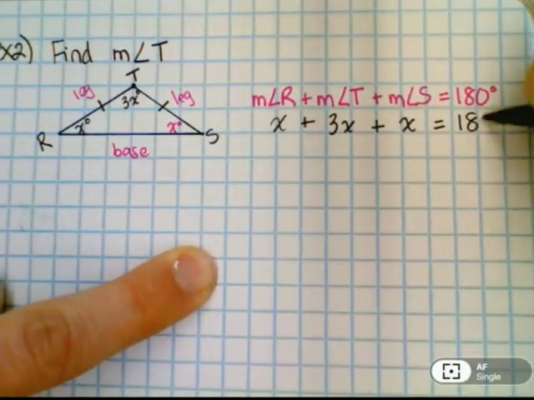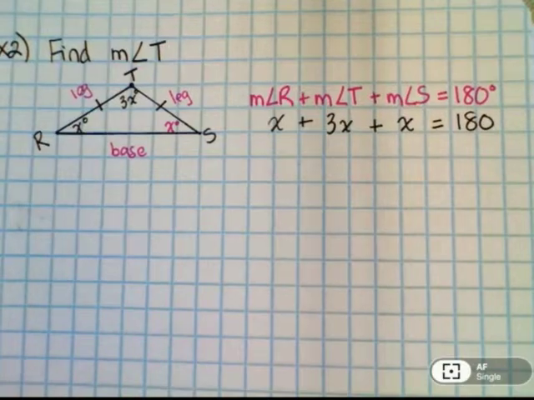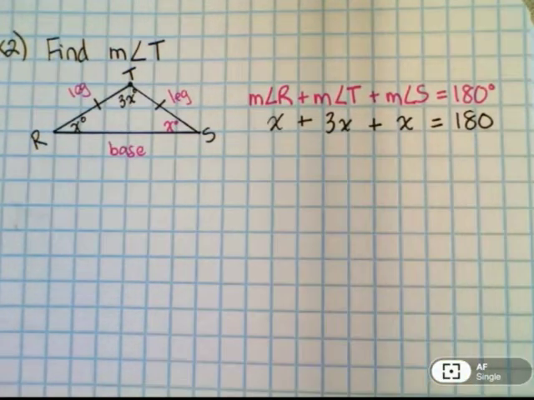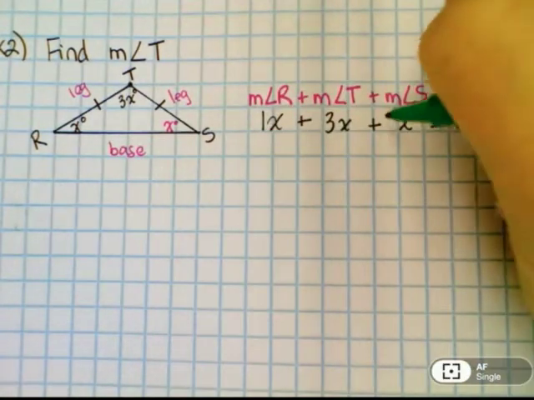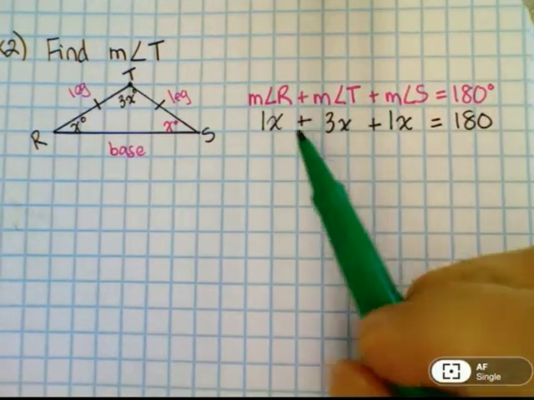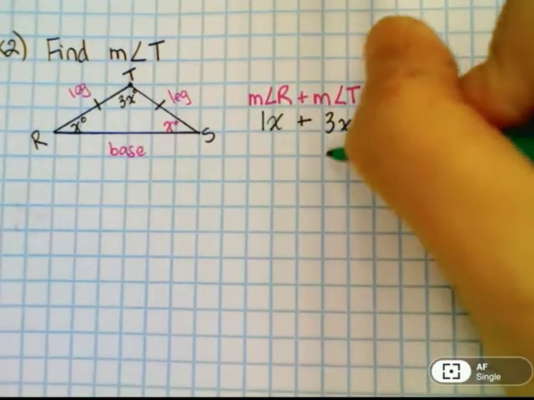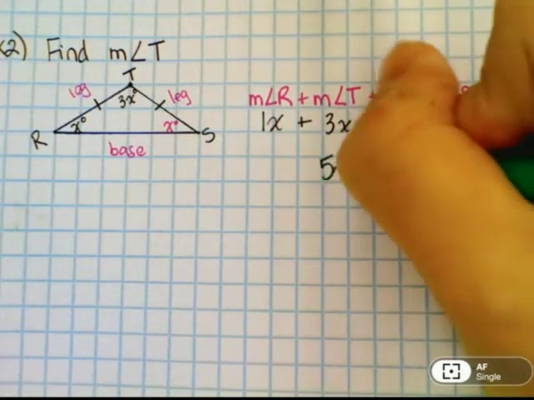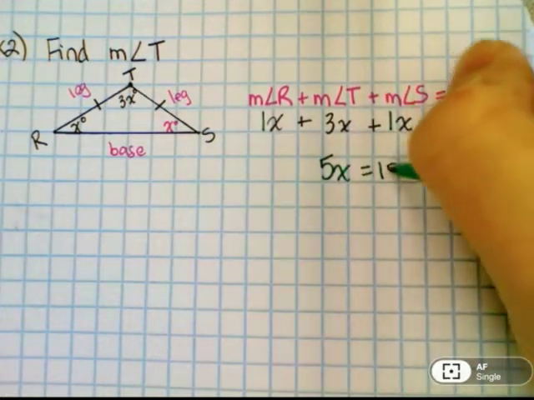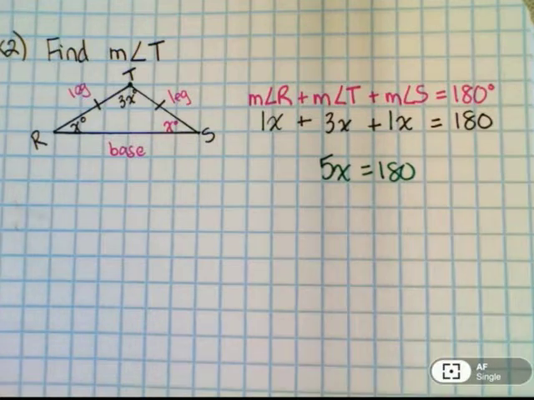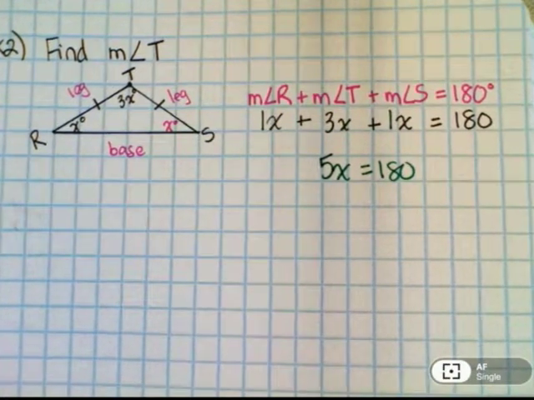And so now I have an equation that I can solve. So let's go ahead and do it. These are all like terms. We have, remember, 1x plus 3x plus 1x. 1x plus 3x plus 1x is 5x, so that whole thing just becomes 5x equals 180. Go ahead and finish solving the equation.